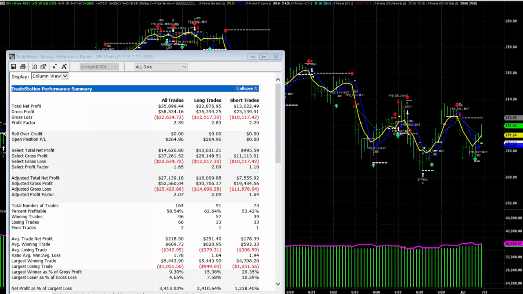This again is a 60-minute model, and as you can see, the longs do a lot better than the shorts. Why? We're in a bull market. So let's take a look. 2.83 is the profit factor, which is not bad. 62% of the trades are winners, which means 6 out of 10 trades win, and the winners outpace the losers almost 3-1.